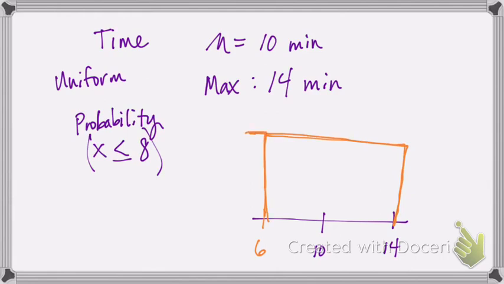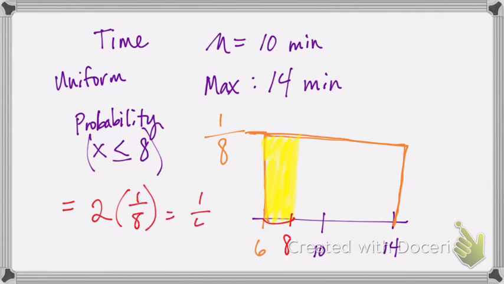Then I need to draw my height. My height is always 1 over the range. My range is what? 8. Then it asks me for the probability less than or equal to 8. So it's this shaded area right here. And my probability is always base times height. My base is 2. My height is 1/8. So my probability would be 1/4 or 25%.